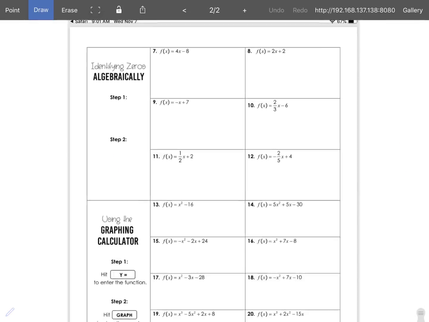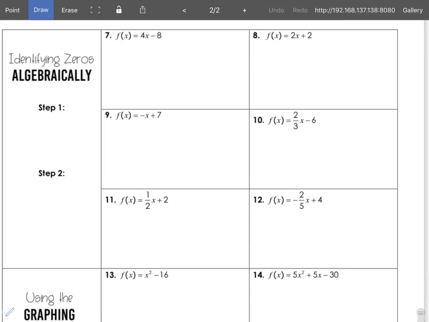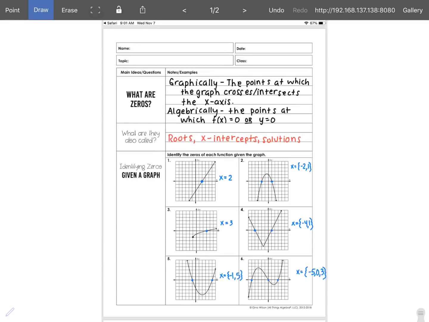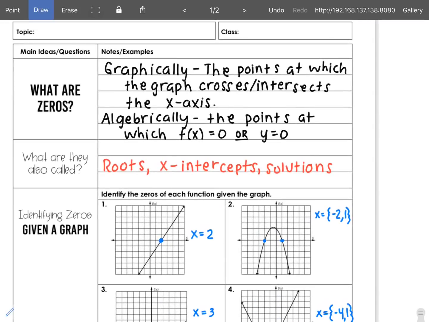So if we turn it over to the back, now it says identifying zeros algebraically. So remember at the beginning of our notes, we could do it graphically. We could find zeros graphically, and that's what we just did down here. We looked at the graph over here, and we identified the zeros. We can also do it algebraically. So what does it mean to do it algebraically?